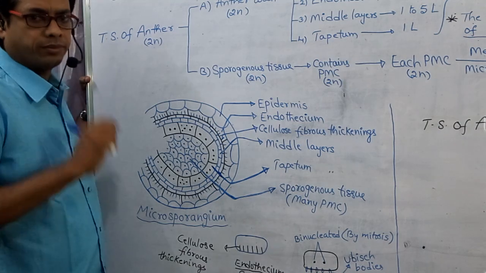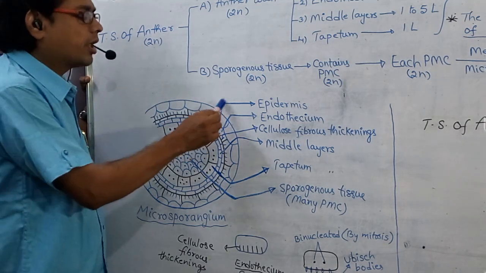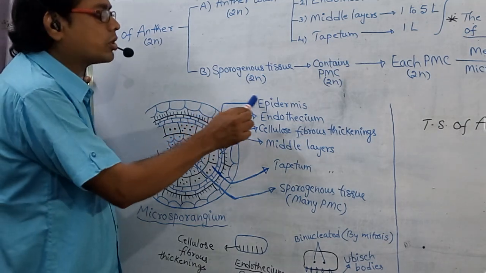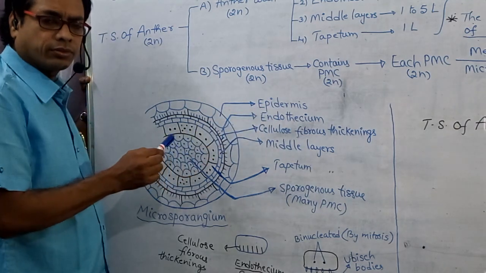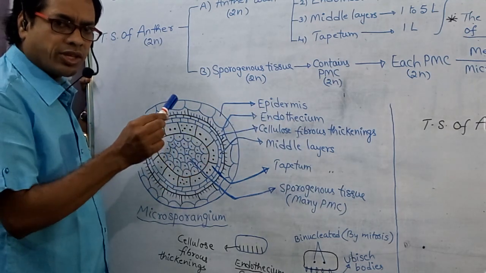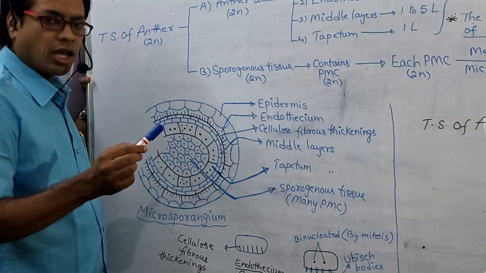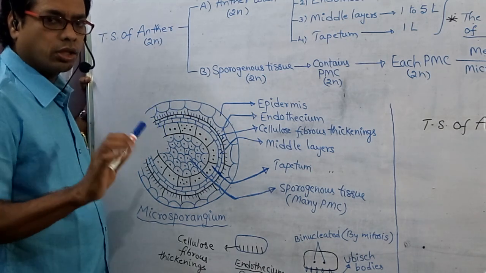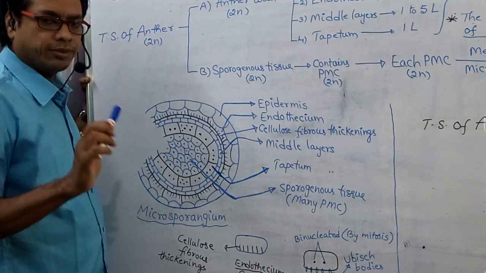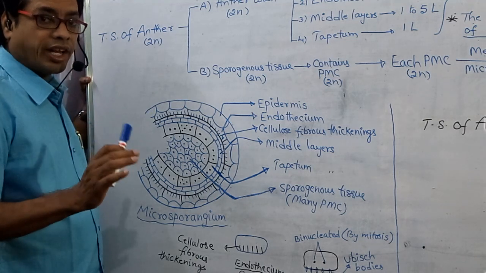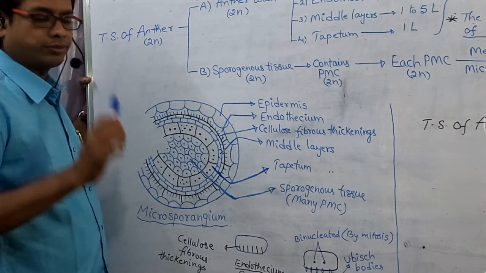That is stomium. Right. Epidermis, outermost layer of anther wall, contains specialized cells called stomium cells. Stomium cells are thin-walled. Don't say thick-walled. The site of dehiscence is stomium.